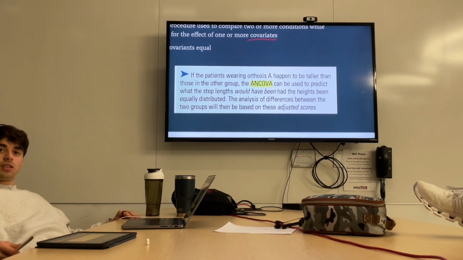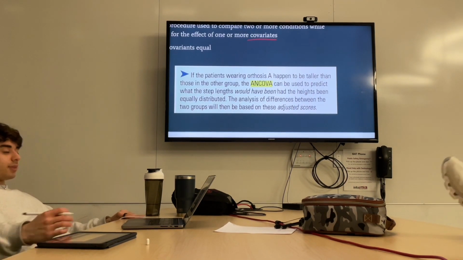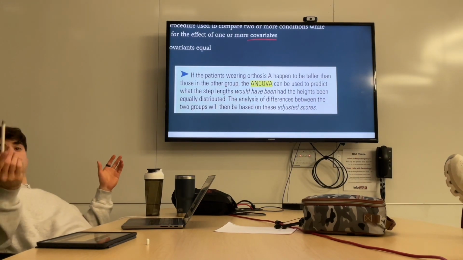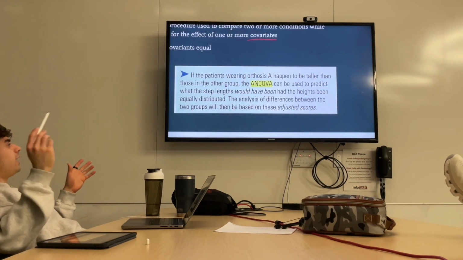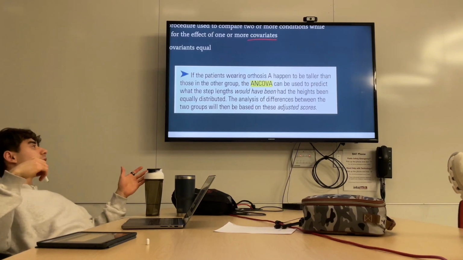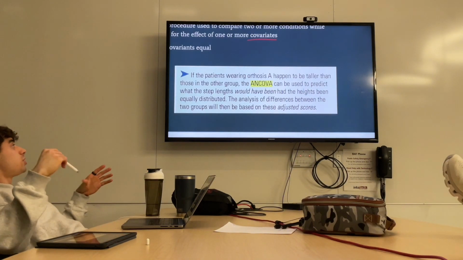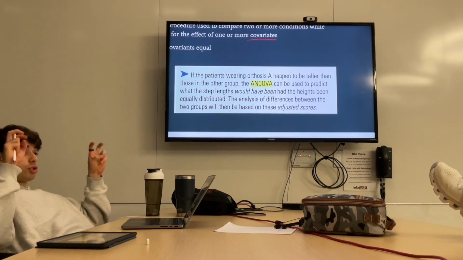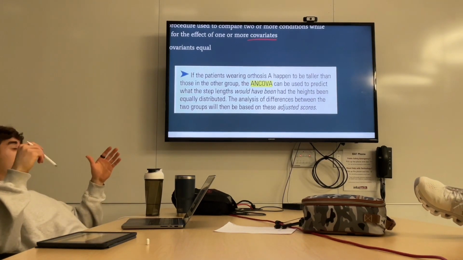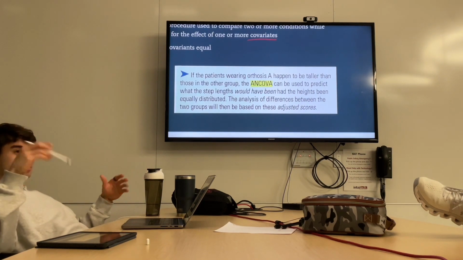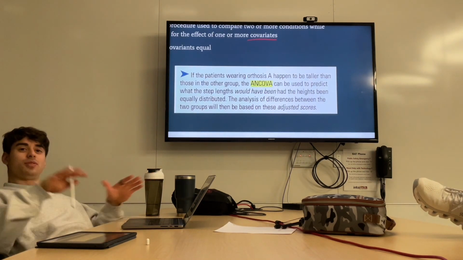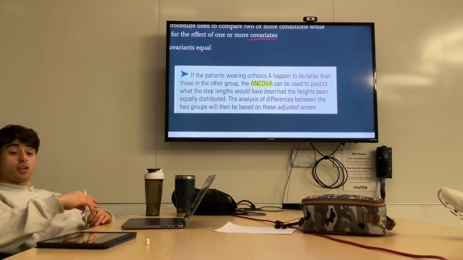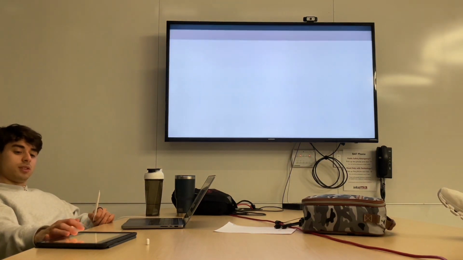That's ANOVA, no? That was good. They happen to be taller, so the ANOVA can be used to predict what the step length would be for the group that was shorter if they were taller. It just equals out the confounding factors. That's all you gotta know.